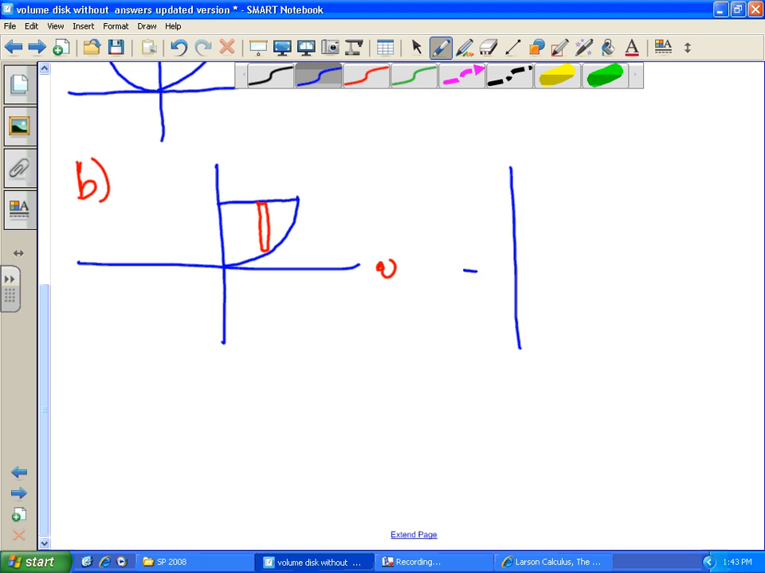Is there going to be a hole in this region generated? Yes, because if I just show you the rotation on this picture, yes, there's going to be a hole in the region generated. So we need to go with the washer method here. What is the thickness of our rectangle? Delta x, right? Delta x. And we know this point is 4.